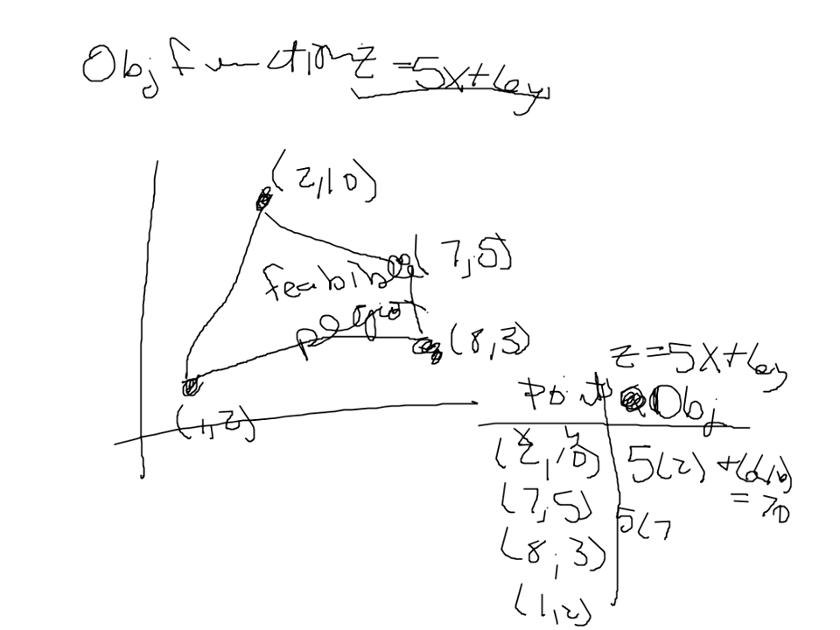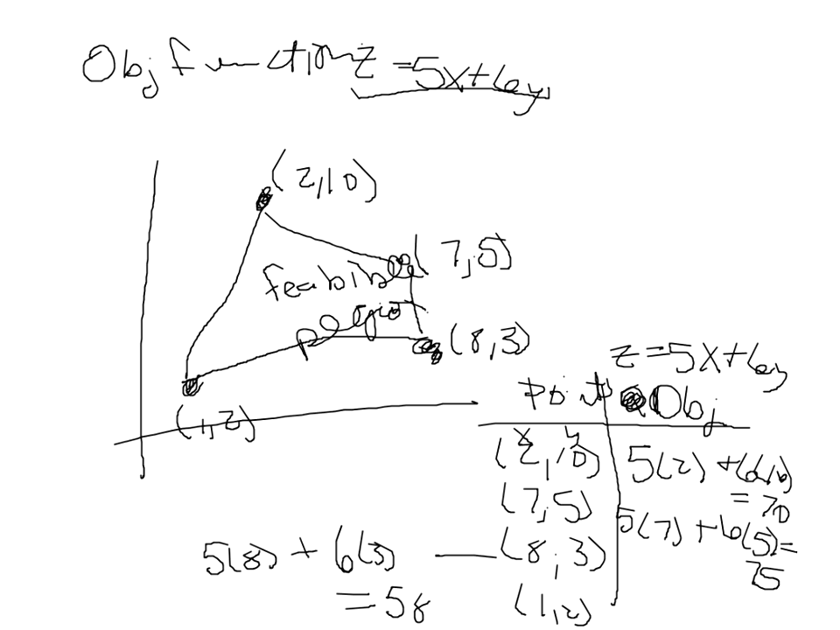Plug in 7 and 5, so you get 5 times 7 plus 6 times 3, which is 75. I'm going to come out this way. For 8, 3, we plug in 5 times 8 plus 6 times 3, so that's 18 and 40 is 58. And the last one, 1, 2, so 5 times 1 plus 6 times 0. And we get 5.